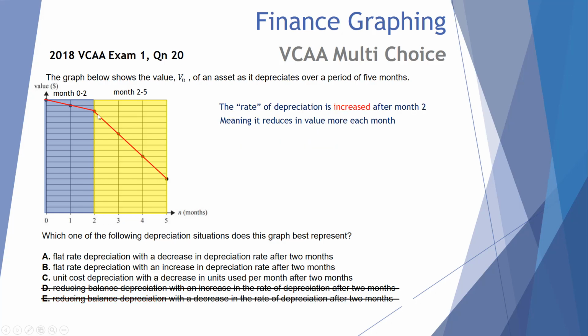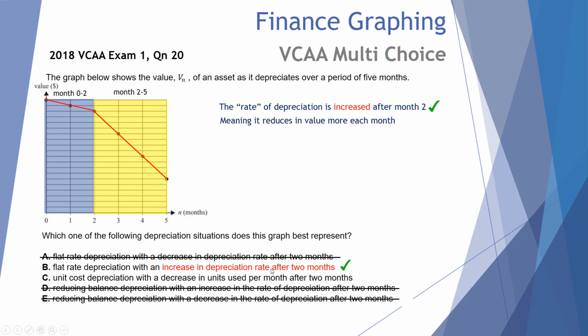Now the rate of the depreciation is increased after 2 months. So from month 2 to 5, we have a much steeper downhill gradient, which means it's reducing in value more each month than what it was in the first 2 months. Let's now check our other options. Option A said it was a flat rate depreciation with a decrease in depreciation after 2 months. This is not a decrease in depreciation, this is an increase, so that's incorrect.